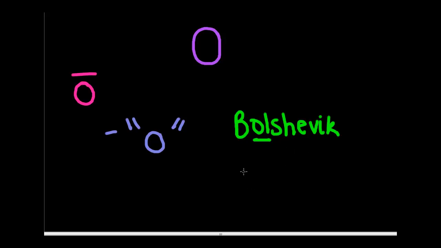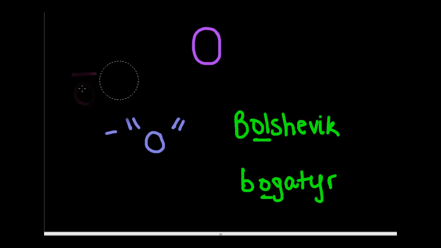Another example is Bogatyr. So Bogatyr is a medieval hero. That's what it means. But in both of these words, you can see that the O sound is spelled simply with an O, and nothing hard or fancy there. Okay, so that is our long O sound.